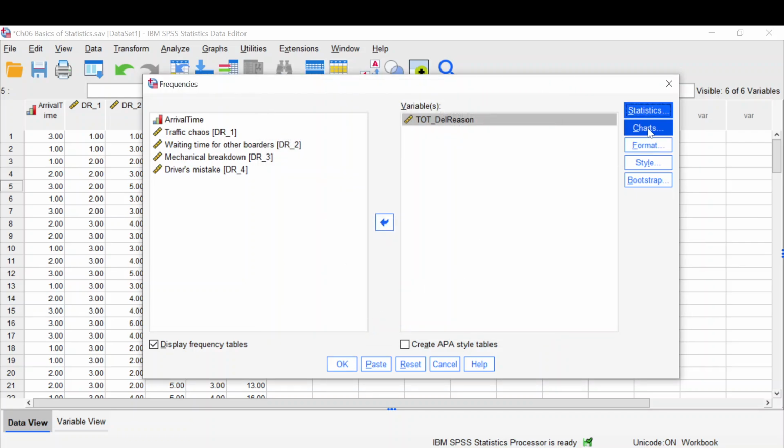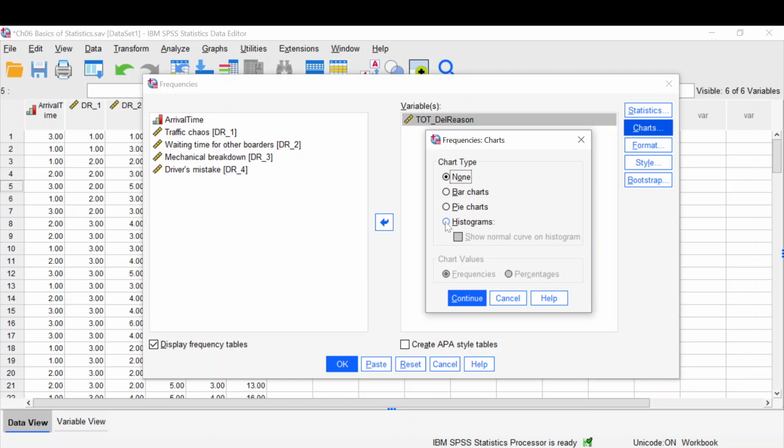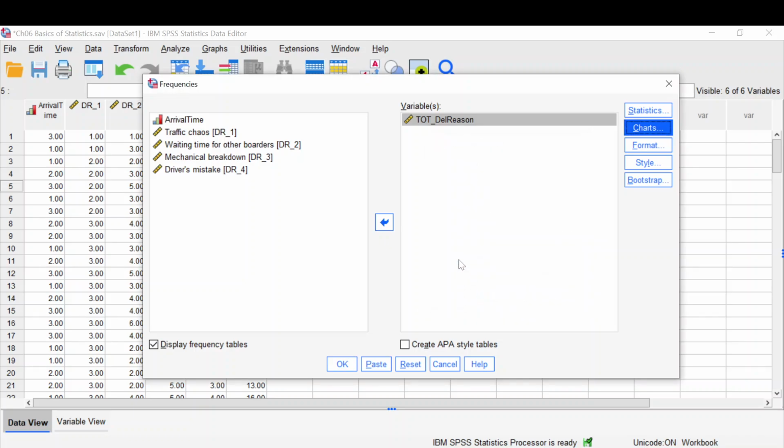Next, I want you to choose charts. We're going to include a histogram. You've learned about histograms in a previous video. In this video, I'm going to show you how the normal curve impacts or reflects the normality of the data on that histogram chart. So select the box, show normal curve on histogram, and choose continue. Keeping all other details the same, I'd like you to hit OK.